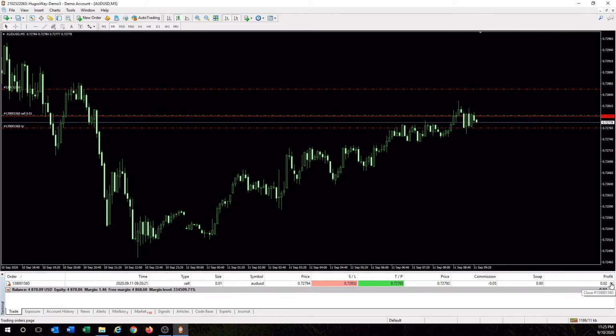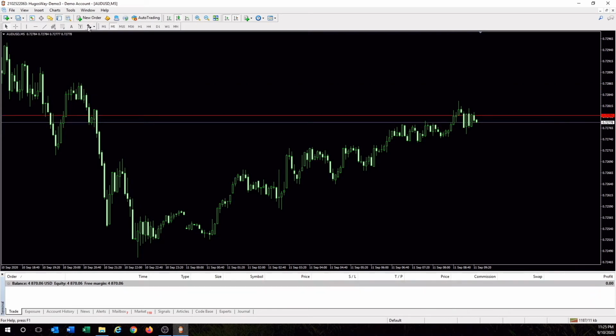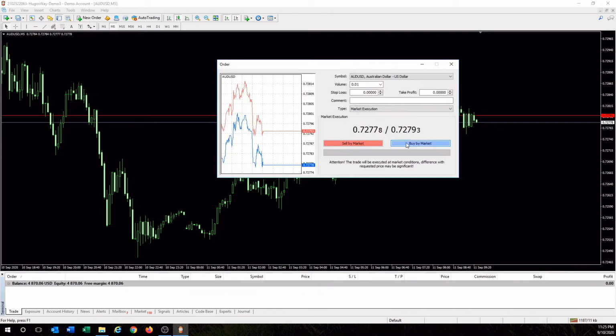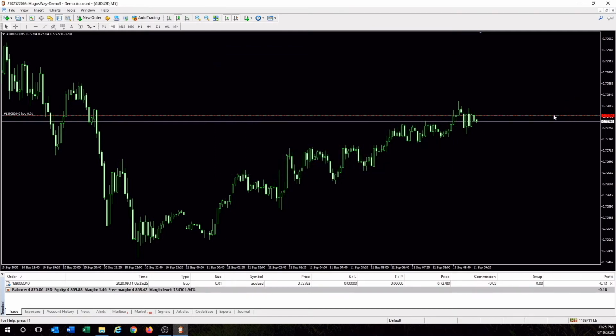So I'm just going to close that trade. We were selling here, and now I want to place a buy order. Look, when I hit buy, look where the line actually shows up. Our buy order, instead of the gray line, opened on the red line.